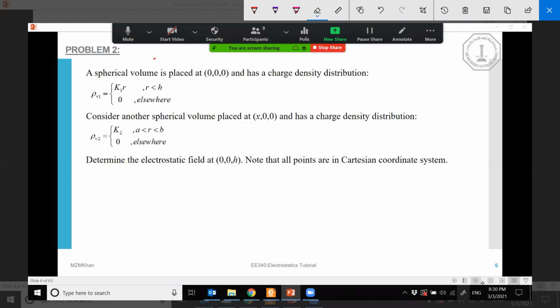We need to find the electrostatic field at this point. The point is this. So we need to find the electrostatic field at 0, 0, H. Okay. The second part, we will talk about it later. First, let's look at the first part. So this is the spherical volume and we need to find the electrostatic field at 0, 0, H. That means just on the surface of this spherical volume. This is what we need to find.